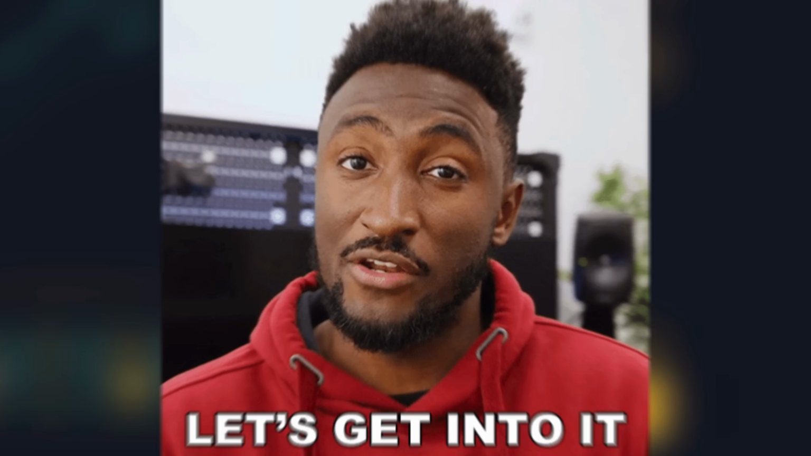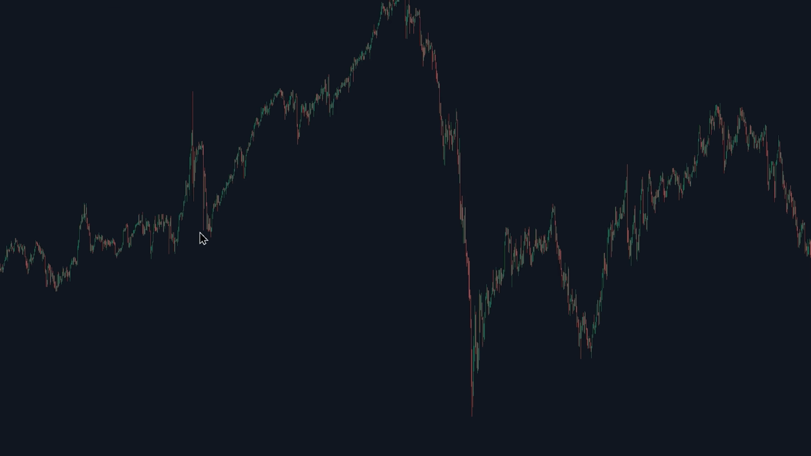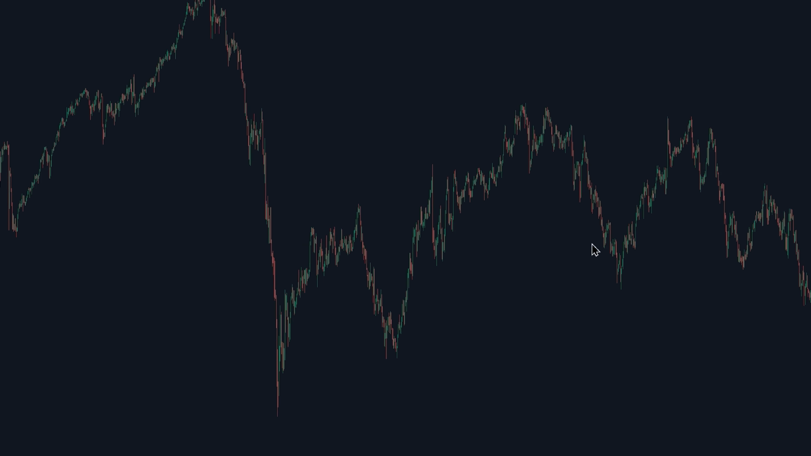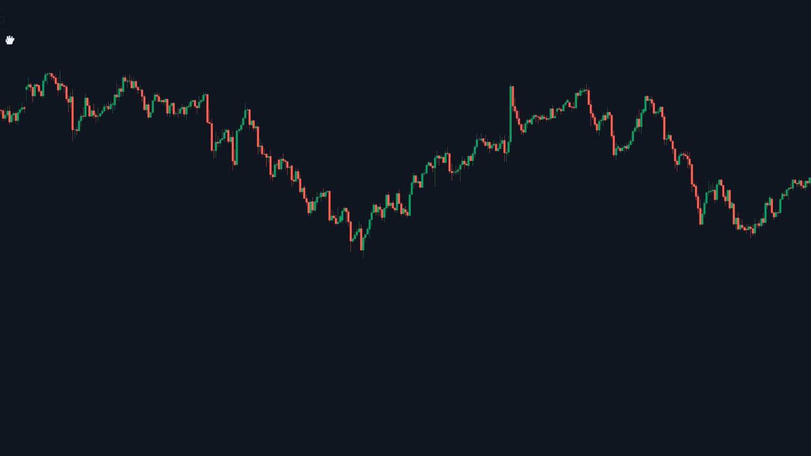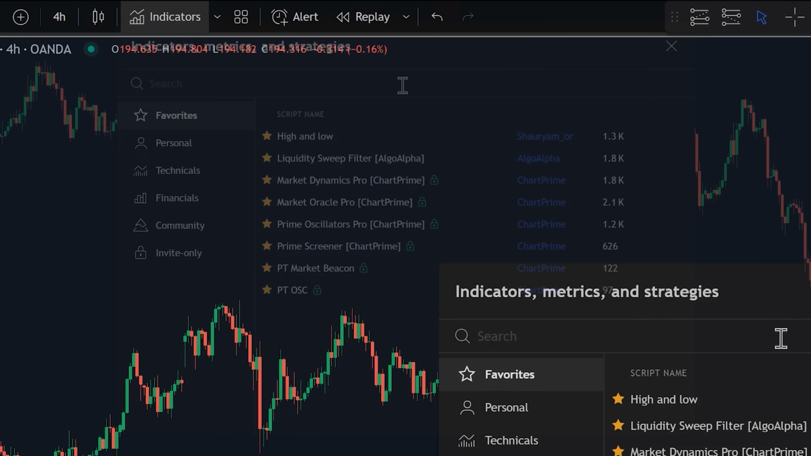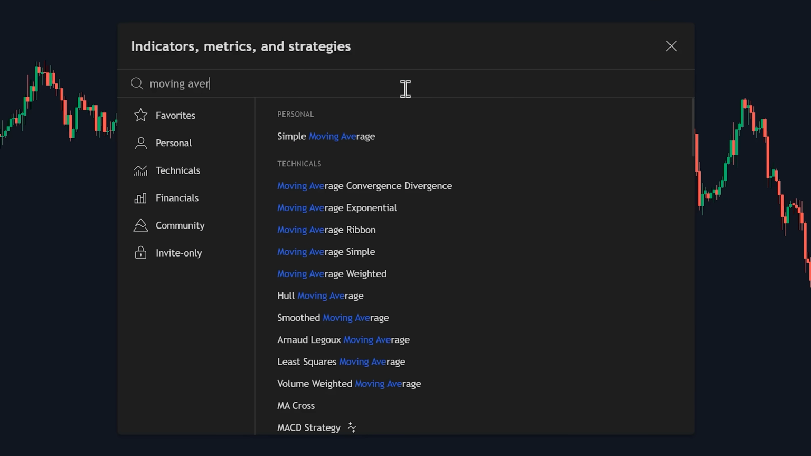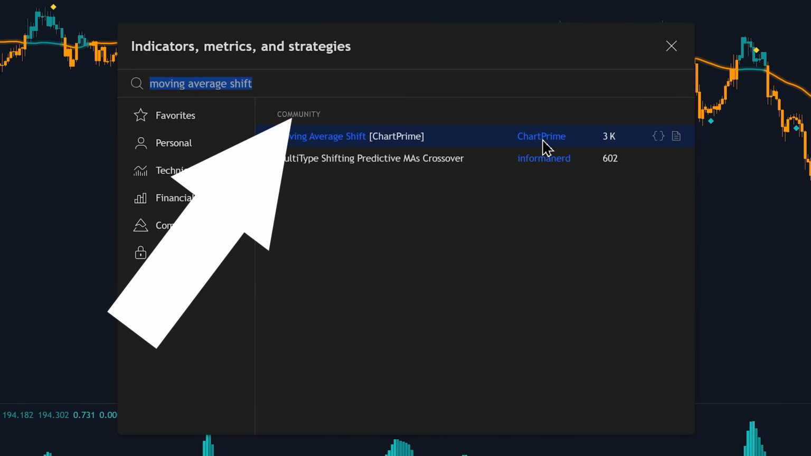Let's get into it. Now, to get started with this indicator, you first of all want to go to TradingView, the trading platform that I'm going to be using. If you need to sign up, there's going to be a link in the video description for you to do that. Next, you want to load any trading security that you like in any time frame, and then you want to click on Indicators and type in Moving Average Shift, and it's going to be this one by Chart Prime.